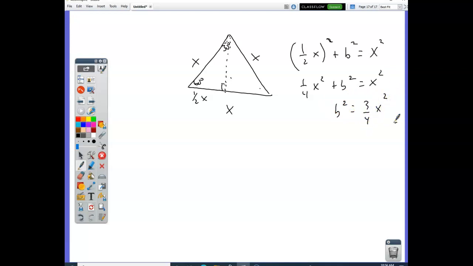Take the square root of both sides. Plus or minus the square root of 3/4 x squared. We're going to ignore the minus, even though we're at risk, because we know minus is a legit answer. We're going to notice that the square root of 3 is okay, square root of 4 is just 2, and then square root of x squared is just x. So that would be my third side, square root of 3 over 2 x. Agreed?